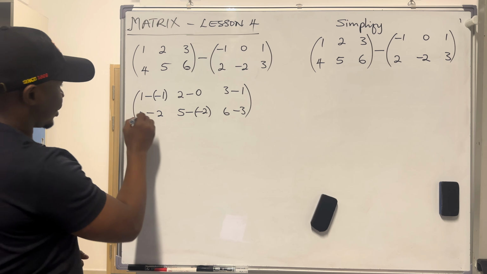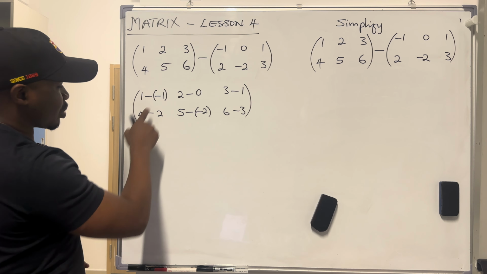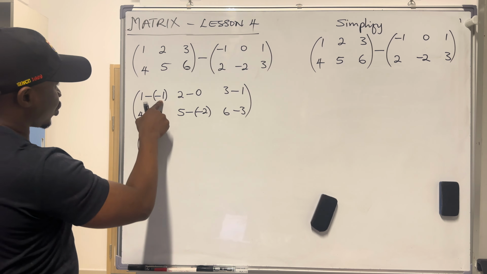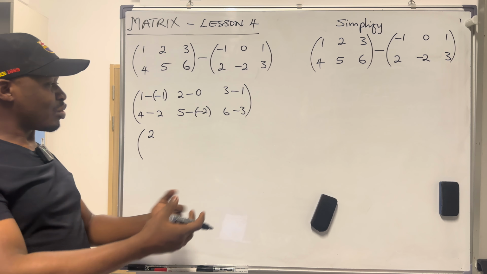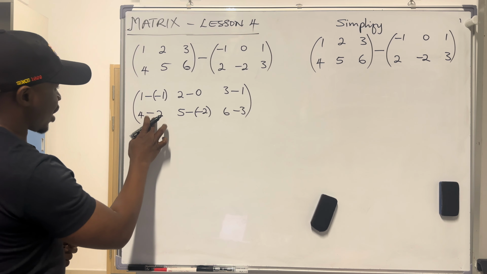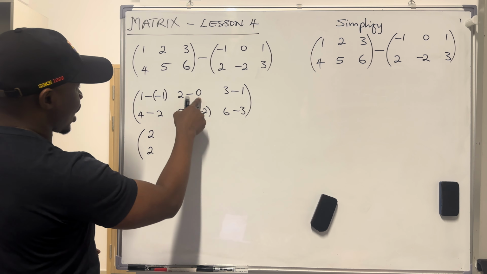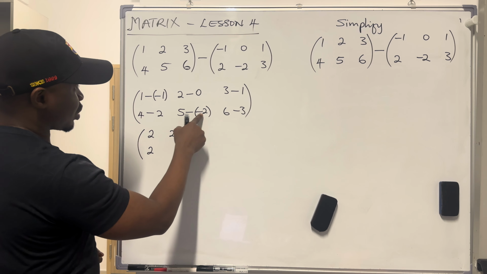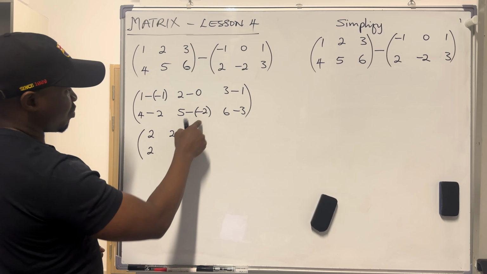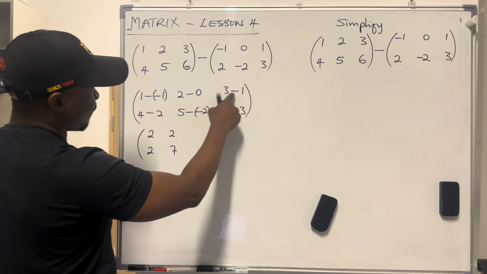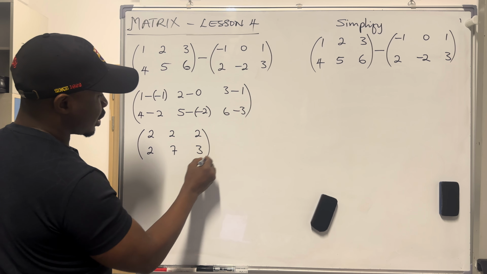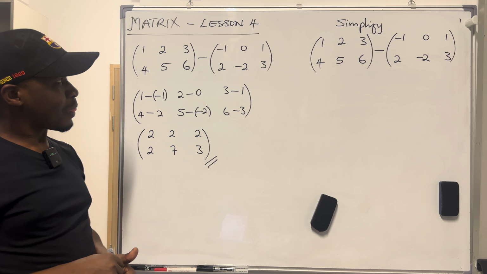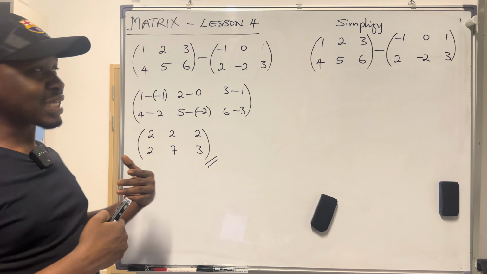So now we say this is minus times minus is plus. So 1 plus 1 is 2. I hope it is clear because I don't want to go to another step. 4 minus 2 is 2. 2 minus 0 is 2. Minus times minus is plus. 5 plus 2 is 7. 3 minus 1 is 2. 6 minus 3 is 3. So this is what we get when this matrix is subtracted from this one.